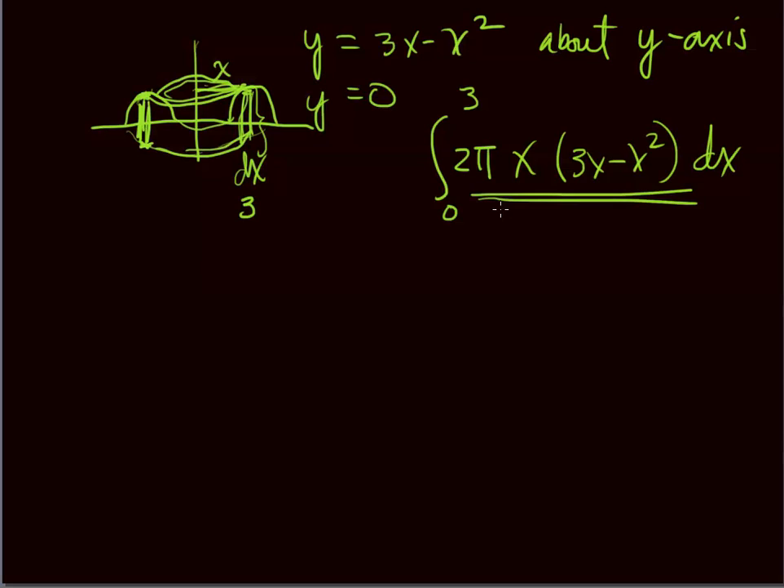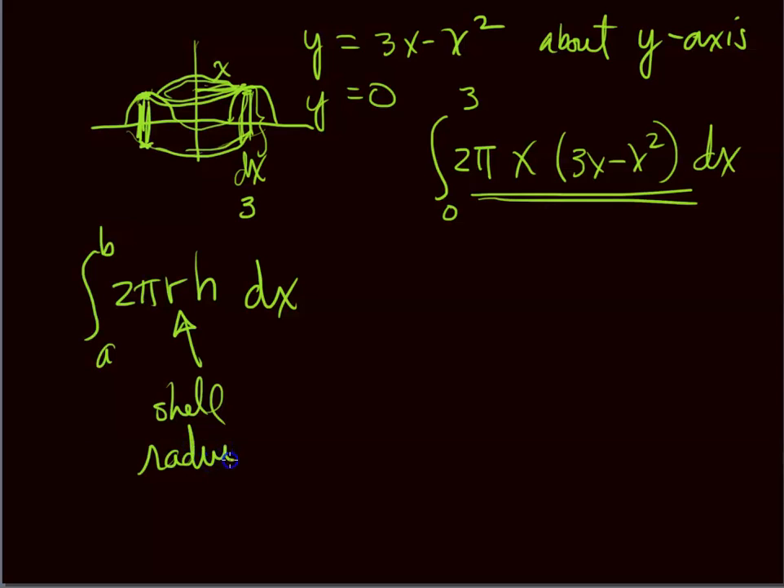So, once again, we would like the integral from a to b of 2 pi r h dx or dy or whatever variable. So we need to find a and b, the function for r, the function for h, in terms of whatever variable, dx or dy. This is the shell radius. And this is the shell height.